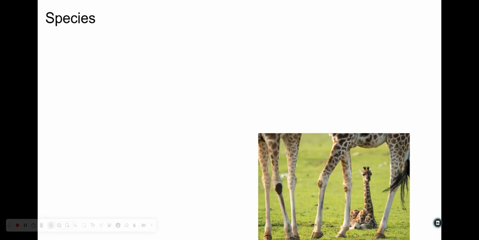All right, A31. Species. We have our giraffes here. Why do we have our giraffes?